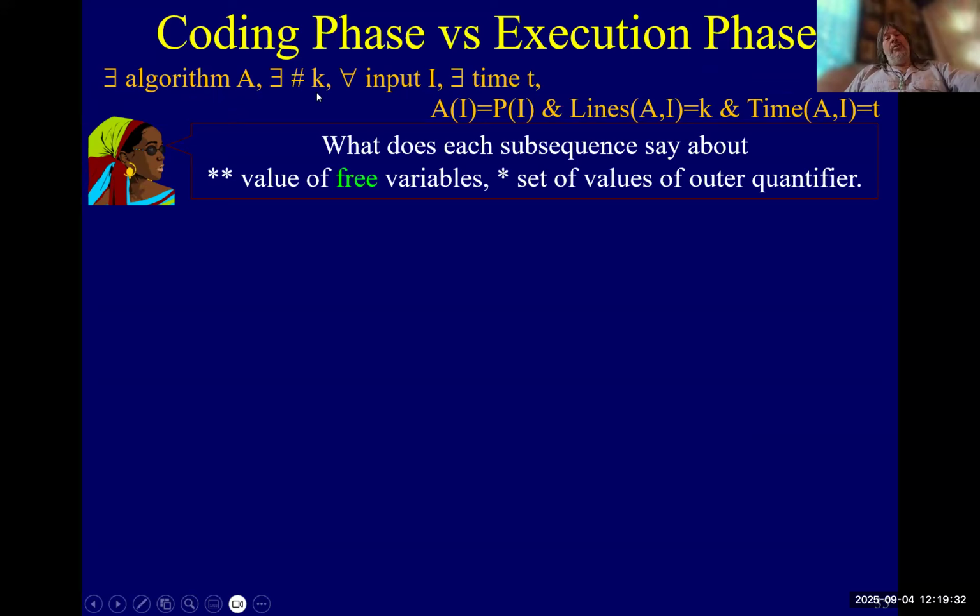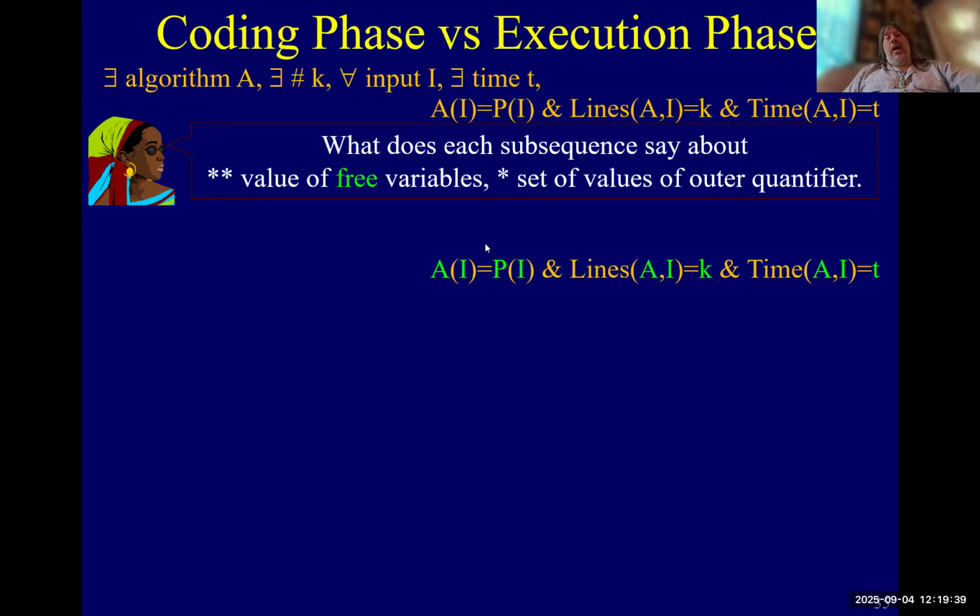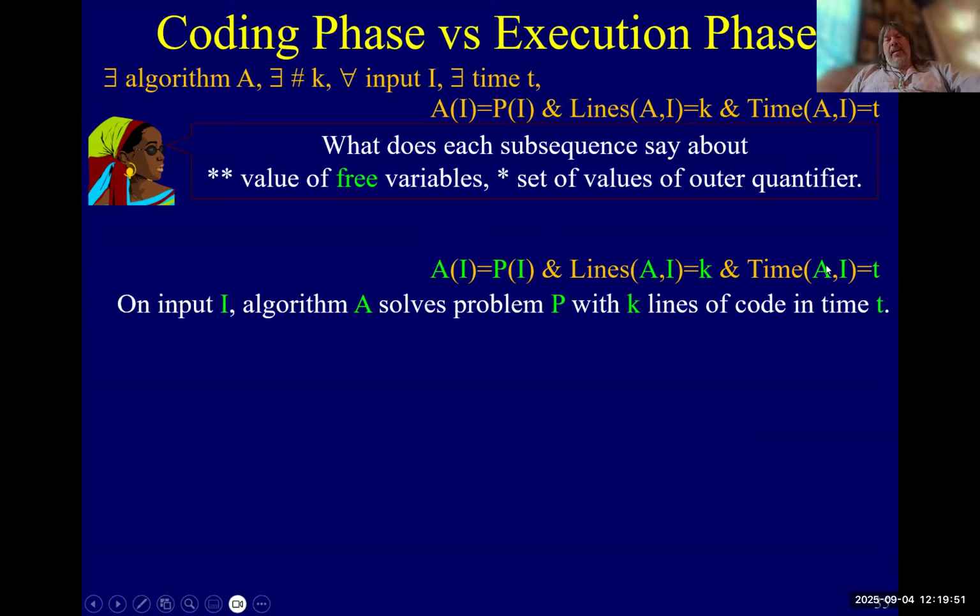All right. So here's the sentence, and we can try to think about what it says and how it talks about execution versus coding time. Everything's a free variable. So what does it say? Well, it says we get the right answer. We have this number of lines of code. We have this input, right? On input I, algorithm A solves problem P with K lines of code and T running time, right? That's what it says.